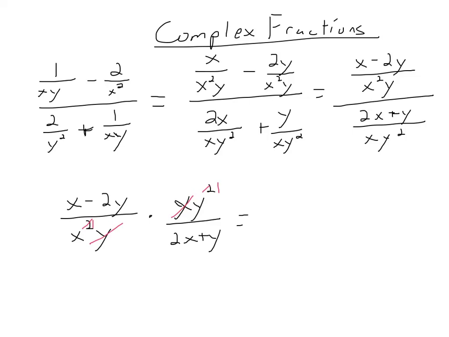Now we can't simplify or take out any terms from here and here, but this will reduce the amount of terms that we have. So our final answer, we're going to get y times x minus 2y on the top over x times 2x plus y on the bottom. Now you could distribute your y on top and your x on the bottom, but there isn't really a point. You should go ahead and leave it factored.